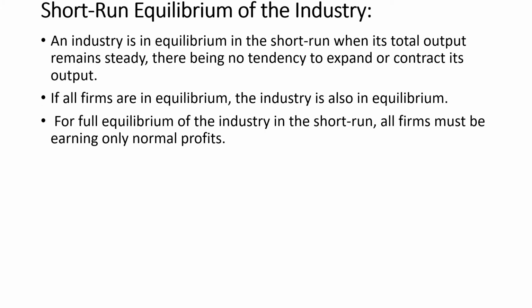Now, coming to the short run equilibrium of the industry. An industry is in equilibrium in the short run when the total output remains steady, with no tendency to expand or contract its output.